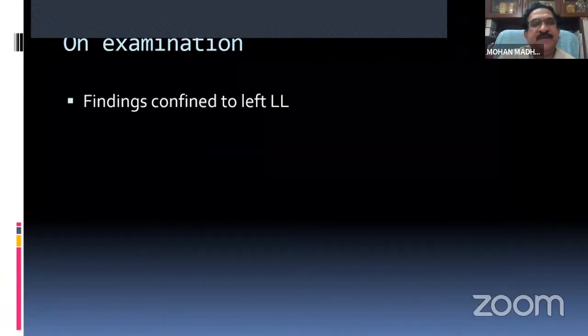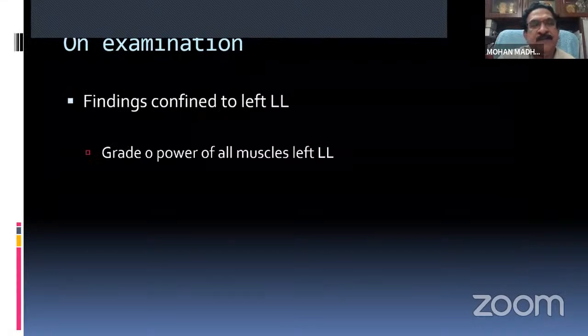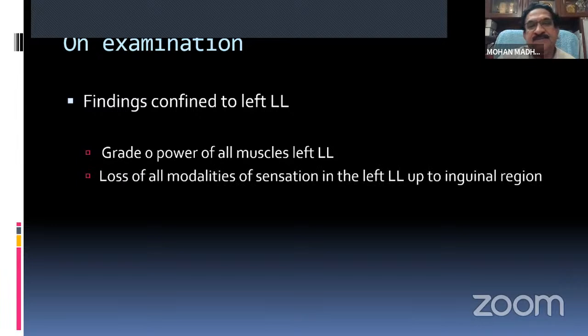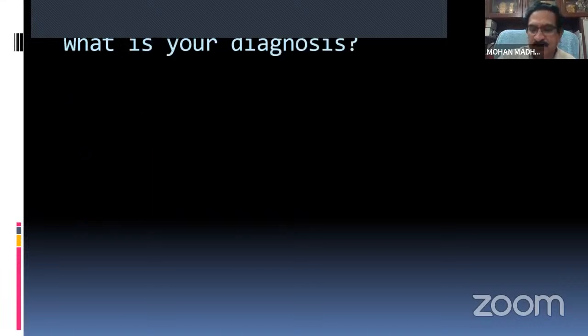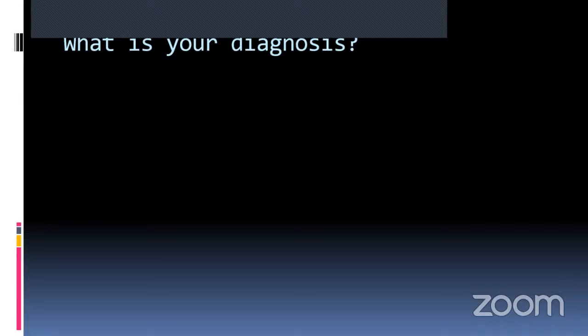So, the examination confirmed grade 0 power of all muscles in the left lower limb, and loss of all modality of sensation in the left lower limb up to the inguinal region. Reflexes are normal bilaterally, probably a bit brisk bilaterally, but ankle jerks are normal. Plantars are indefinite bilaterally. So, where is the localization and what is the likely diagnosis? Non-organic.